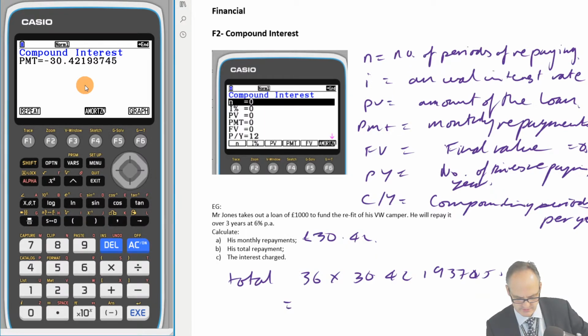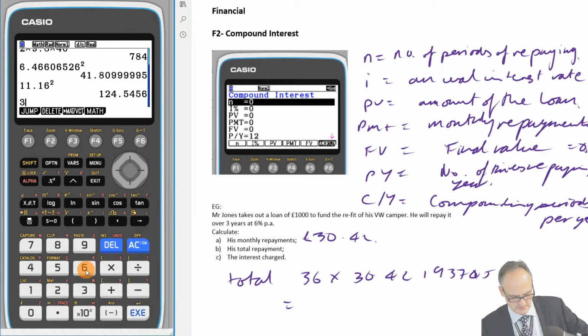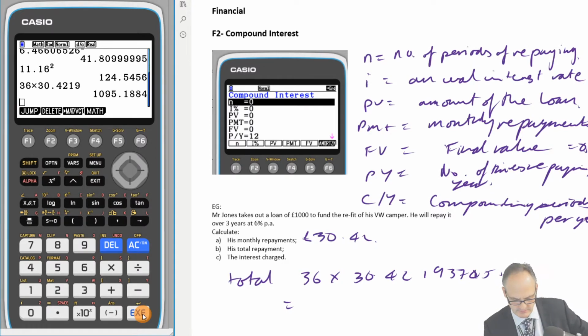Is how much it's going to be. So let's just work out that. So let's get menu 1. Do 36 times 30.4219, and so on. That'll be enough. So it's going to be £1,095 and 19 pence is his total.